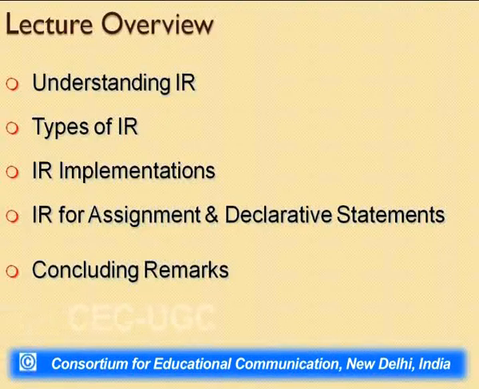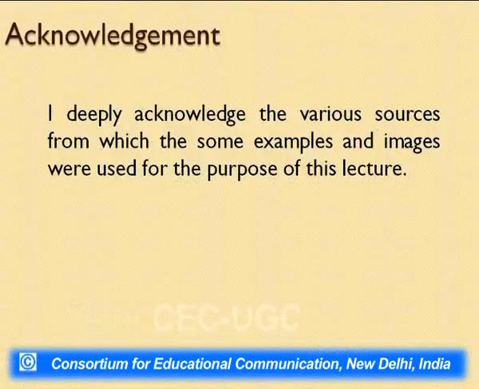In today's lecture, we'll try to understand more about intermediate representations: the various types of intermediate representations and how most of them are implemented. We'll talk about types of IR, and also IR implementations. We'll also try to understand how IR is generated for assignment and declarative statements. We'll try to cover these topics in today's lecture. I deeply acknowledge the various sources from which the examples and images were used for the lecture, and I've been saying again and again that I've been following the Ullman Sethi compiler book for this lecture series.